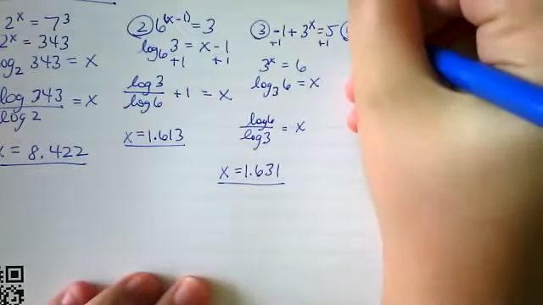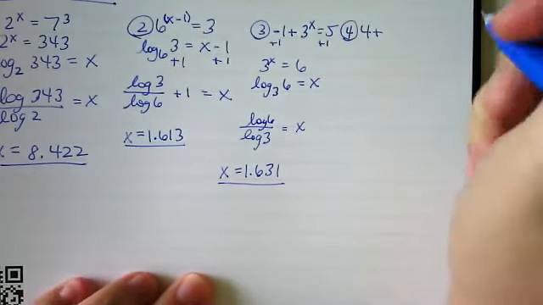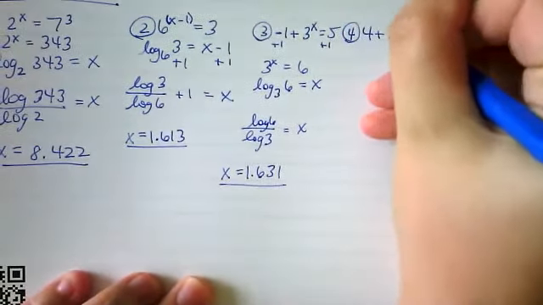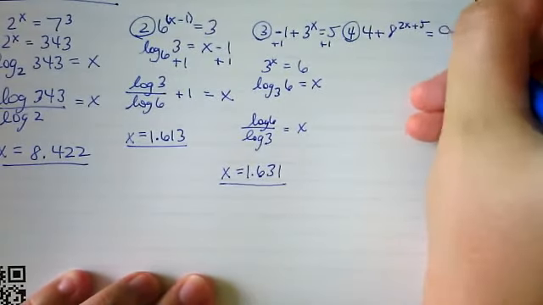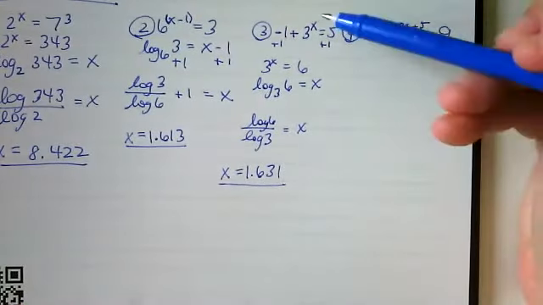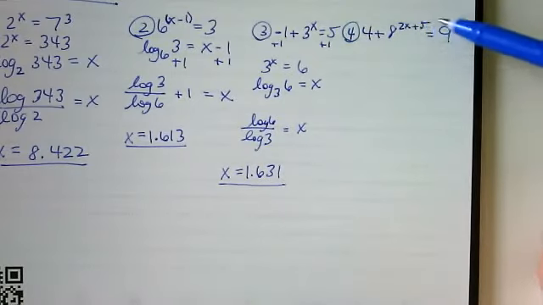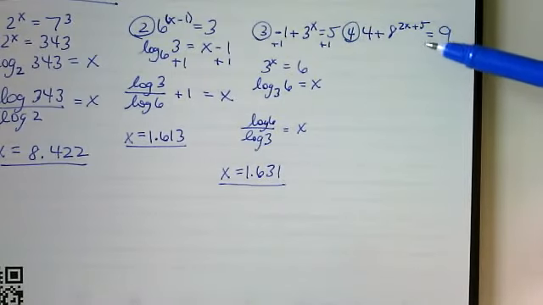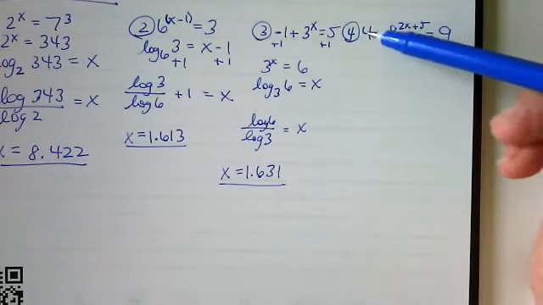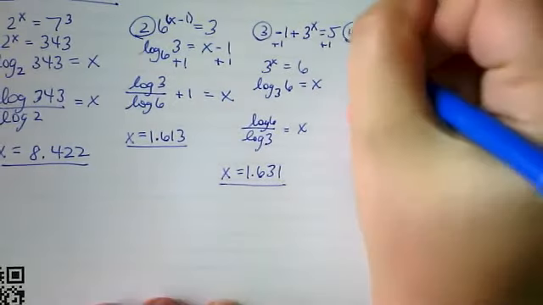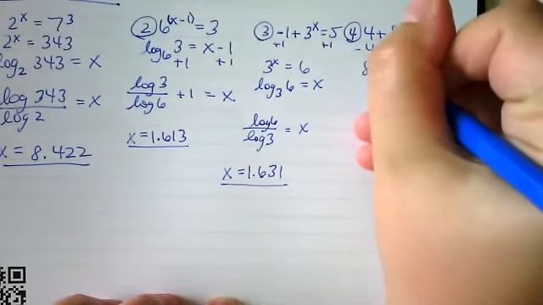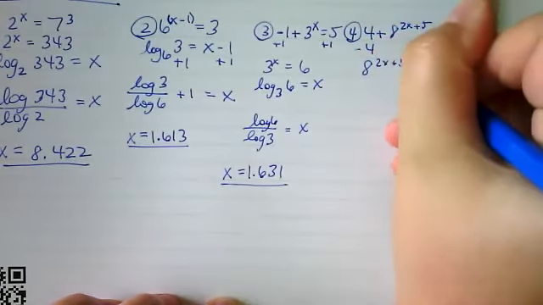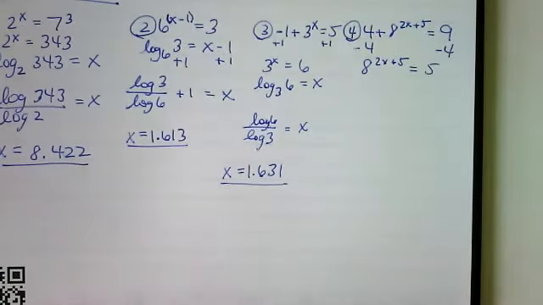So for question number 4, I've got 4 plus 8 to the 2x plus 5 equals 9. Okay, so this one is very similar to question number 3, but I've got a little more going on in the exponent here. So the first thing I want to do is I want to get this 4 to move over to the other side. So I'm going to subtract 4 from both sides. So now I have 8 to the 2x plus 5 equals 5.